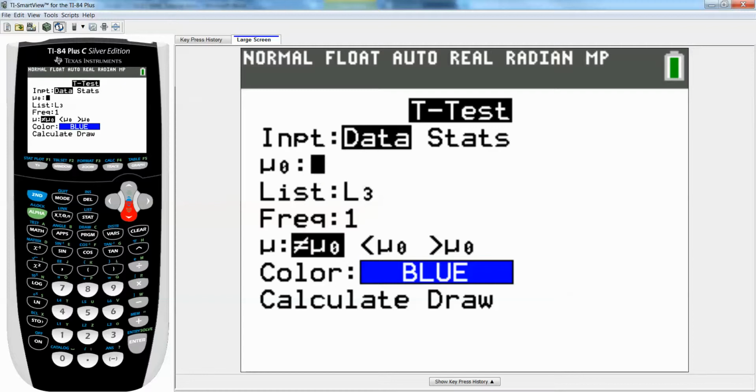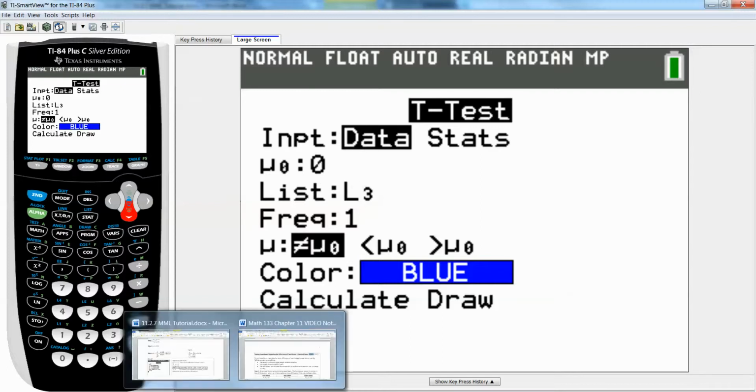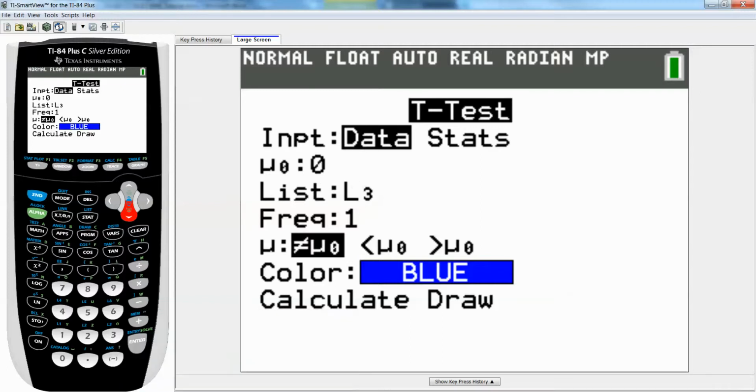My list is L3. That's where all my data is calculated because I really want to run it over the differences. I don't care what the actual numbers are. In this course, we always leave frequency as 1, so leave that alone. And this part is really important. You've got to select the correct alternative hypothesis. In this case, it's a not equal to test. So I want that one to be dark. So make sure that it's nice and dark.